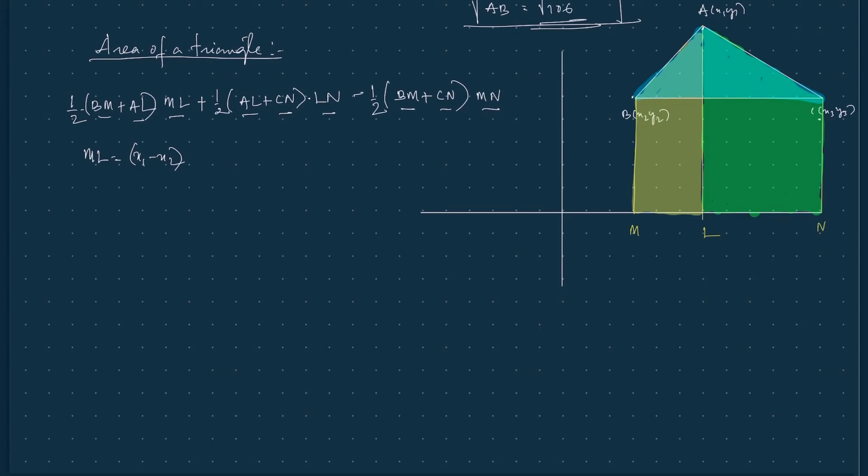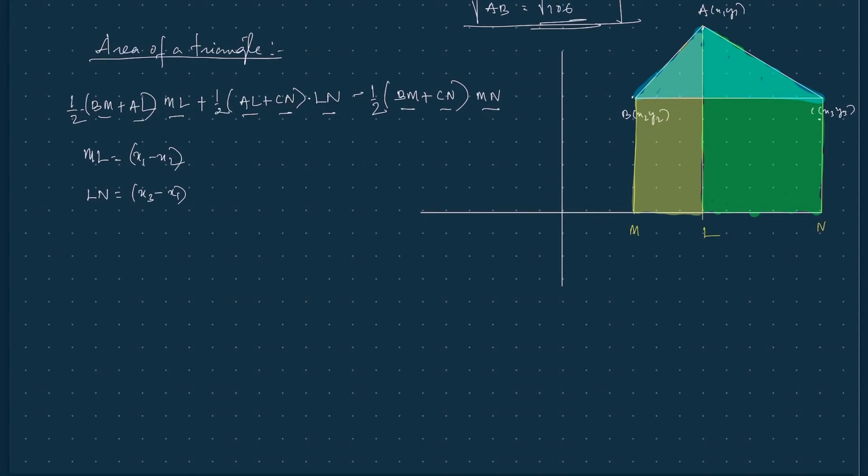The whole distance is x3, and this distance is x1, so the remaining distance will be how much? x3 minus x1. So LN will be x3 minus x1. Okay, this is the distance.